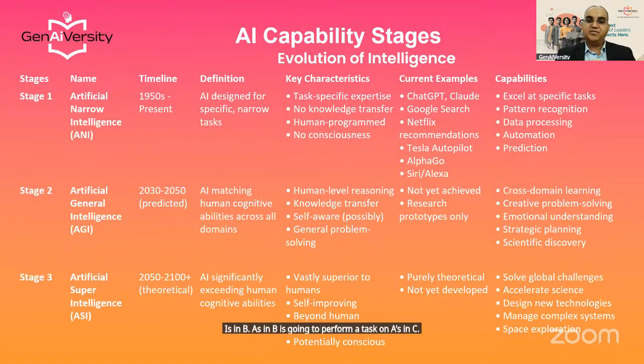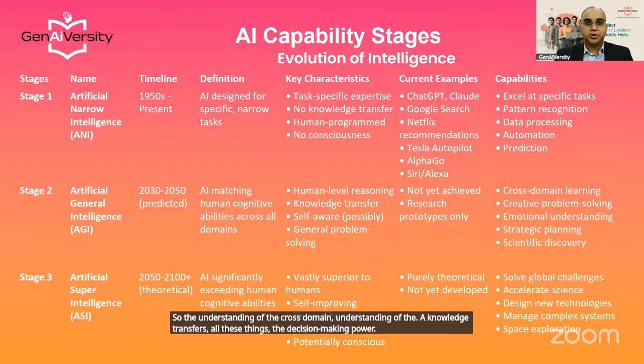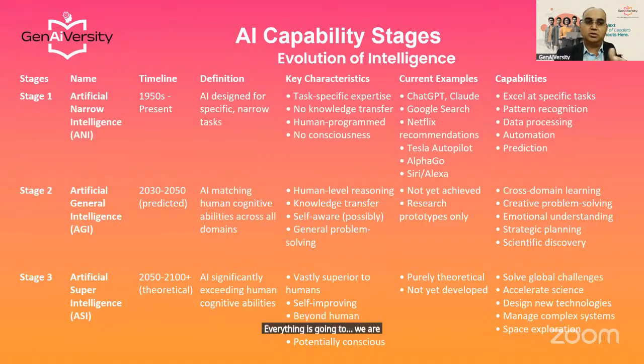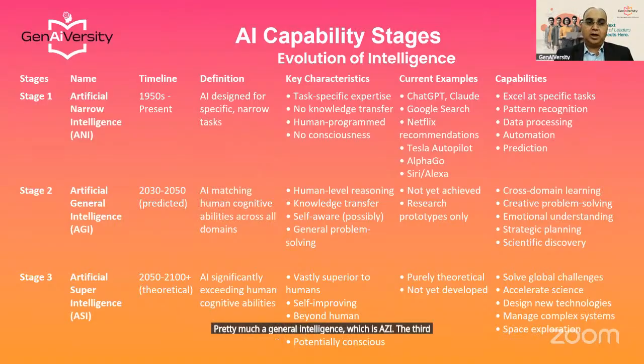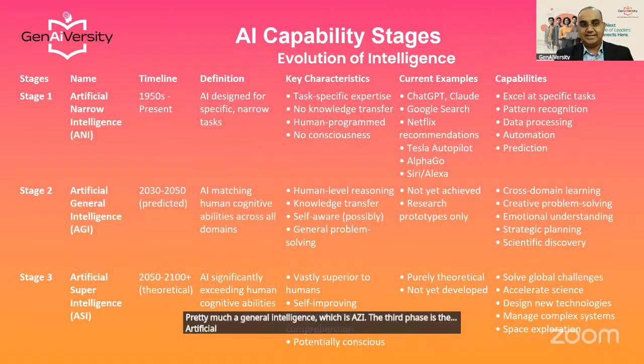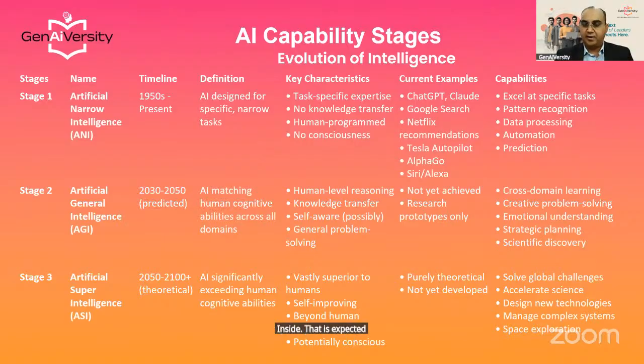So the understanding of the cross domain, the knowledge transfers, the decision making power, everything is going to be there. We are at that phase right now, slowly navigating to artificial general intelligence, which is AGI. The third phase is artificial super intelligence, ASI, that is expected by the end of this century, probably. This is completely superior to human beings. So these are the three phases of AI stages, and right now we are in stage one.